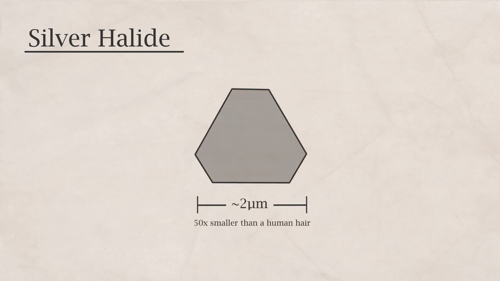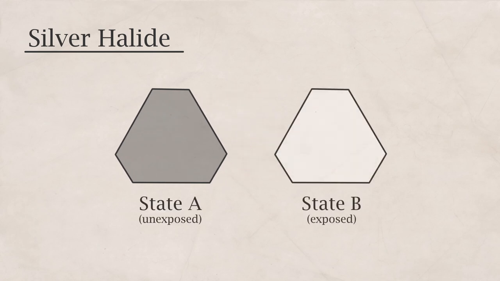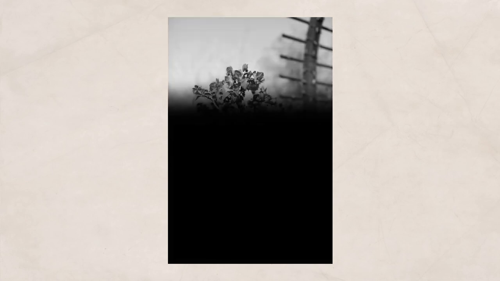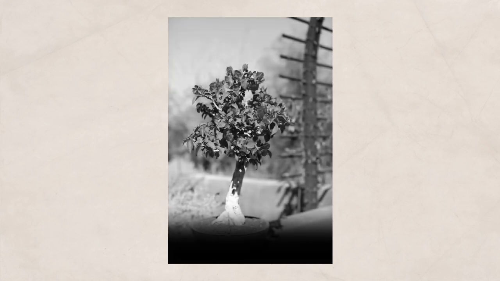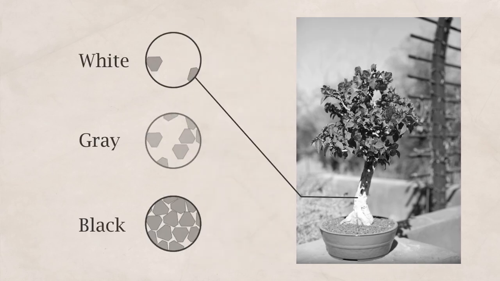The key to what makes film work is a light-sensitive coating on the film composed of tiny little grains of silver halide. When struck by light, these grains change from one state to another. When developing film that's been exposed in a camera, a chemical bath removes only the grains that have been changed by interaction with light. And the more grains that get removed from an area, the whiter that area will become. And the more grains that get left behind, the darker that part of the image will be.